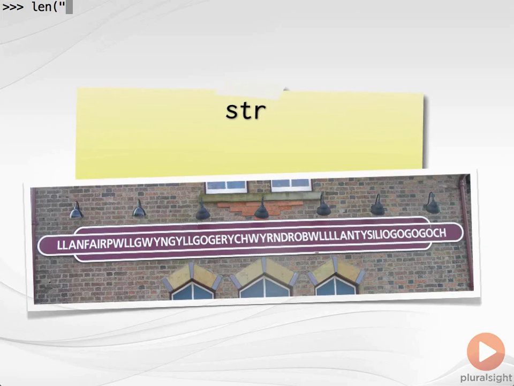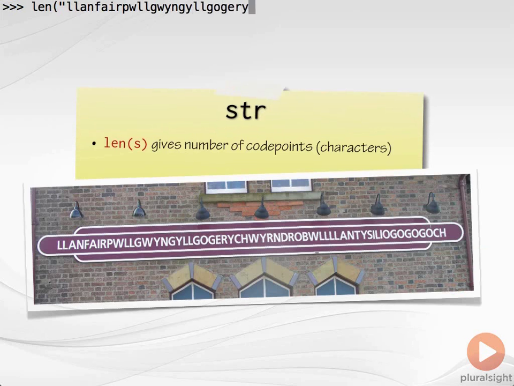As with any other Python sequence, we can determine the length of a string with the built-in len function. For instance, if we wanted to know how many characters were in the Welsh place name Llanfair Pwllgwyngyll Goga Ucheldopoth Llantysilio Gogogok, we could call len on this string and get the answer 58.